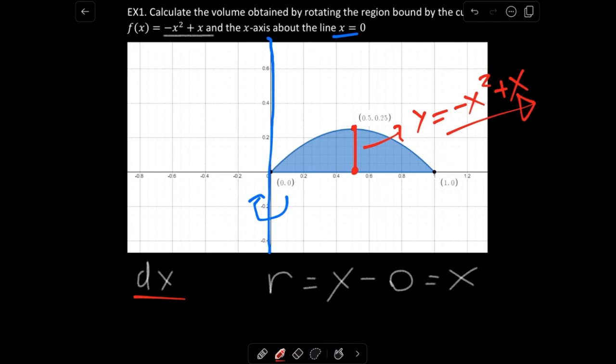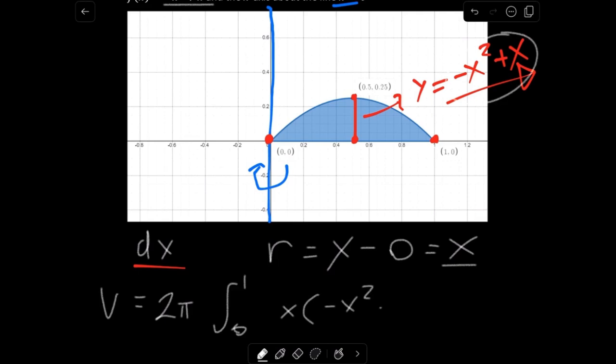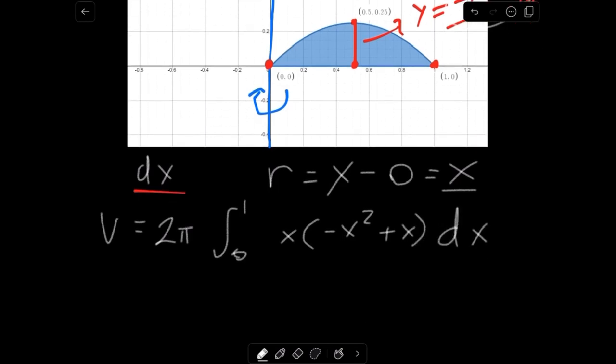Now all that's left to do is put this in your integral. So your volume, I'm going to write v for volume, is equal to 2 pi into, and let's identify our bounds. Our bounds are going to be in terms of x, and this figure starts at x is equal to 0, going to x is equal to 1. So from 0 to positive 1. That's how easy it is to identify your bounds. Then it's going to be r times your height. r is x, so it's going to be x into, what's your height? Here it is, minus x squared plus x. And then we integrate with respect to x, and that's it. That's how you set up your integral.